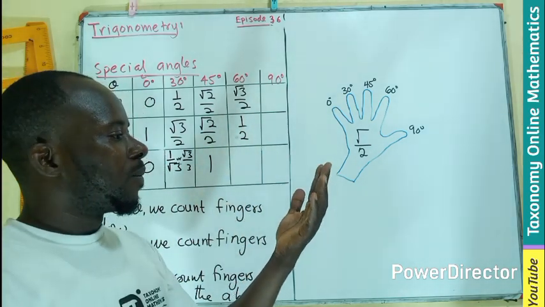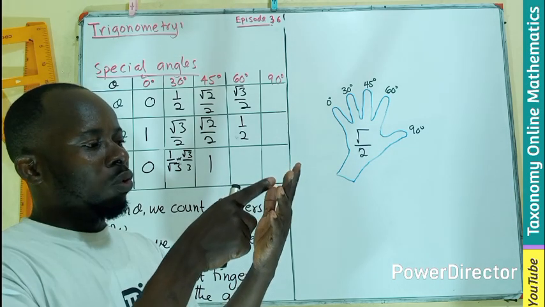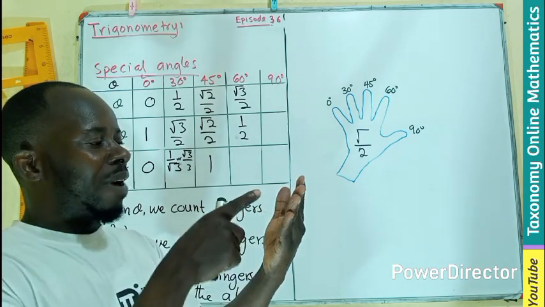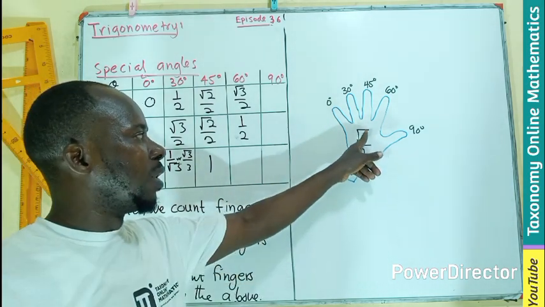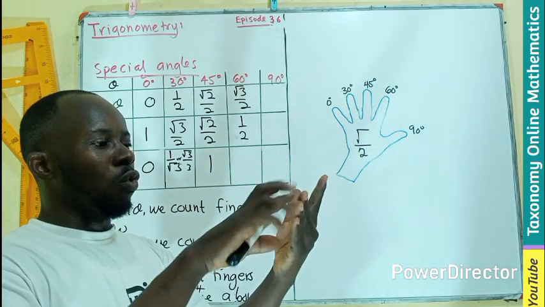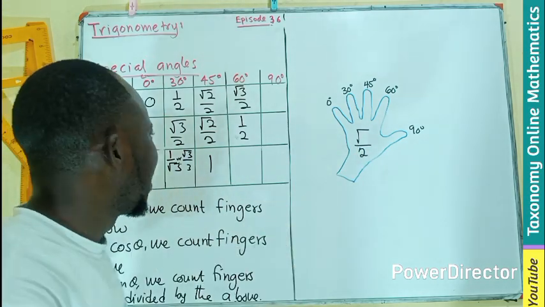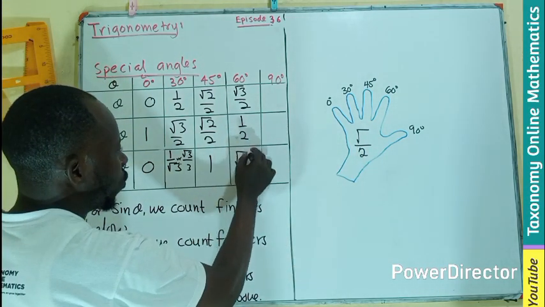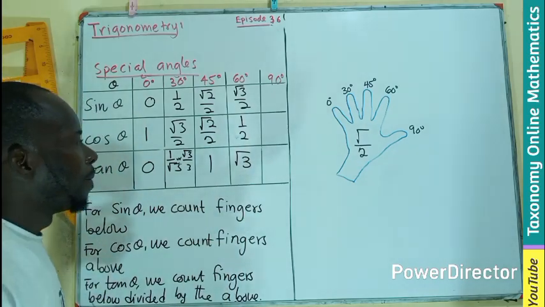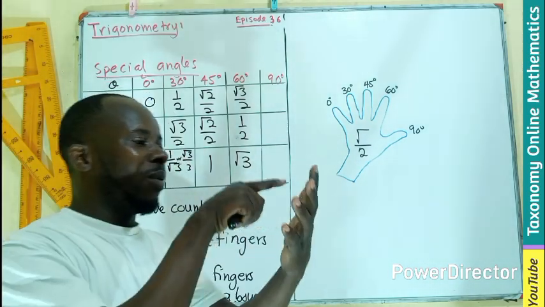Then tan. We are here at 60. So the root of 3 divided by what? Root 1. I mean, when we put the finger here, so root 3 over root 1. That gives us only the root of what? 3. Then 90. Where are we?